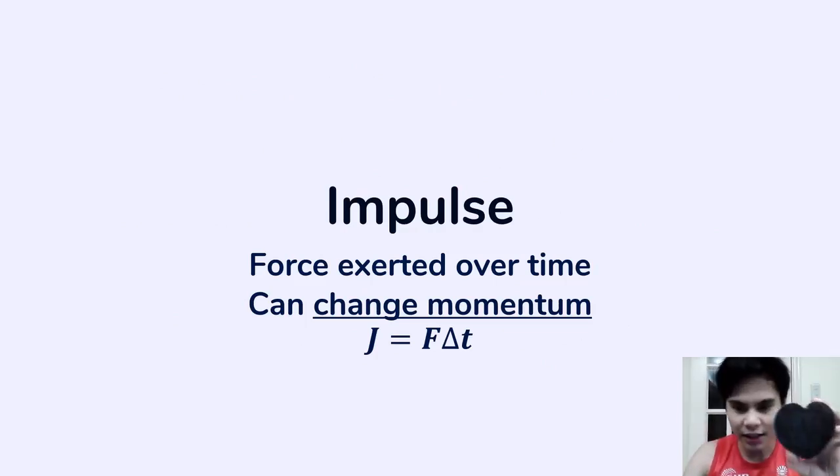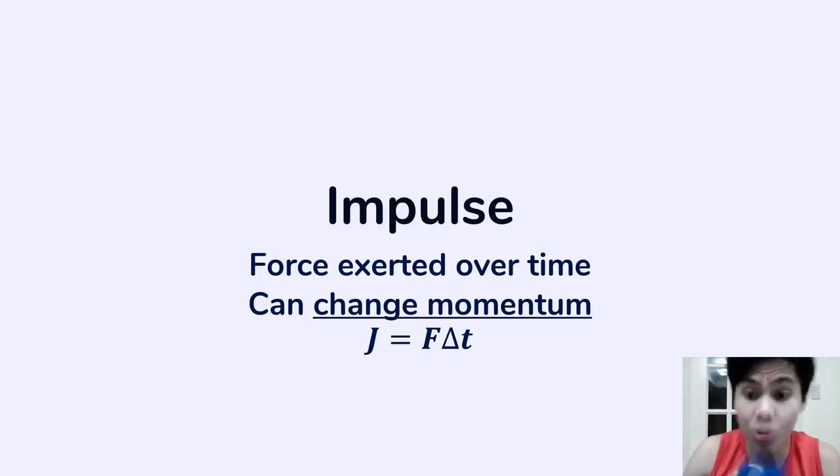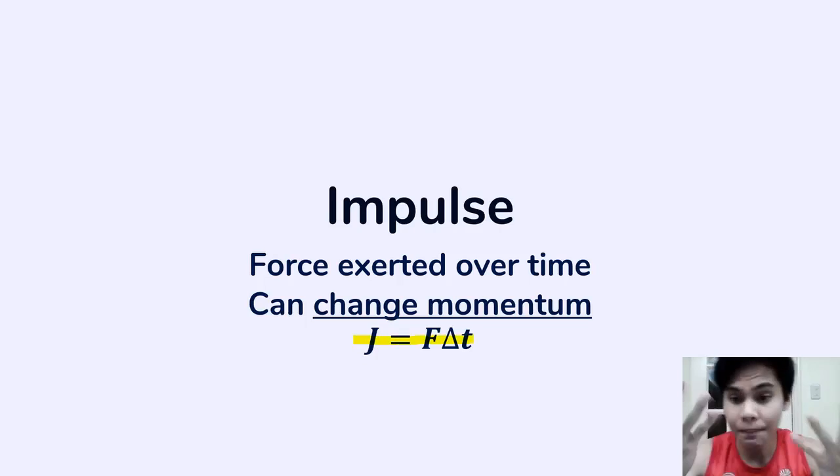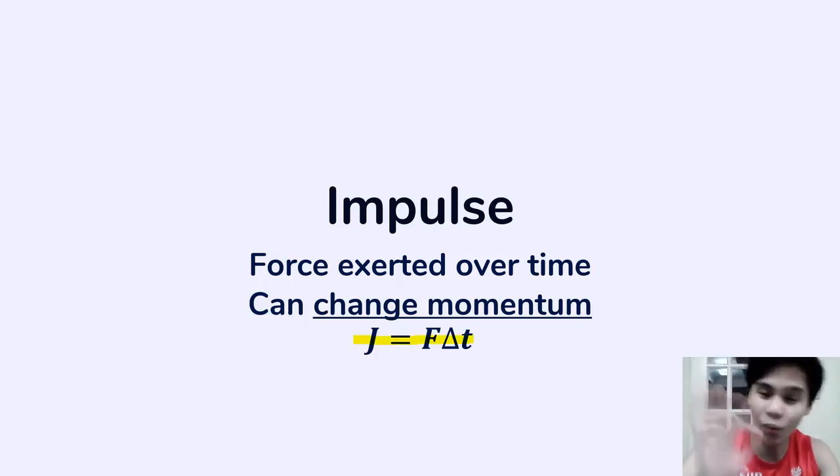So if you have an object here, our little heart eraser, if I exert force on it over a certain amount of time, I'm actually exerting impulse on it. And impulse can change momentum. So once again, your impulse is force times the change in time, or force times time. It's a force exerted over time.